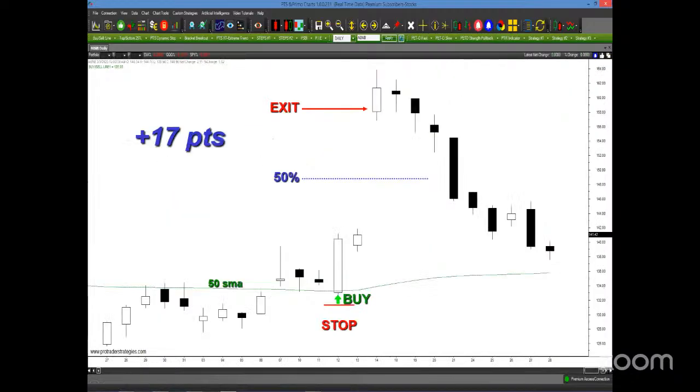And lastly, here's an example in ABNB, an older example. Buy signal right here, and look what happened. It gapped up right to our exit point. So we exited right here on the opening with a nice 17-point gain in just a couple of days, and then right back down. All of these examples using what I taught you today.